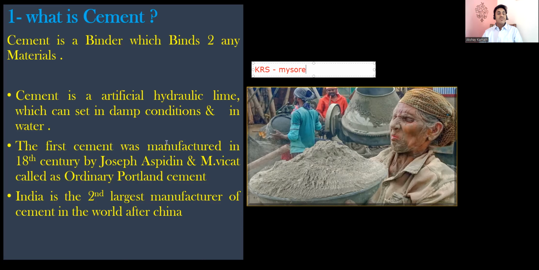Got it? The first cement was manufactured in the 18th century by Joseph Aspdin and M. Wickett, called ordinary Portland cement. India is the second largest manufacturer of cement in the world after China. So now, in a very simple way, you can answer this, but this is a bit of history that I have told you, so that you can add this to the answer also, so that you can give a much better answer, right?